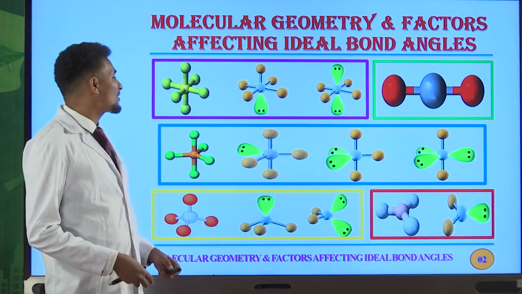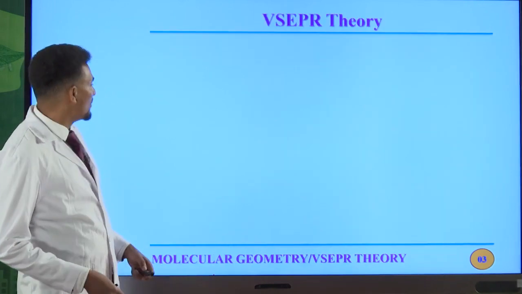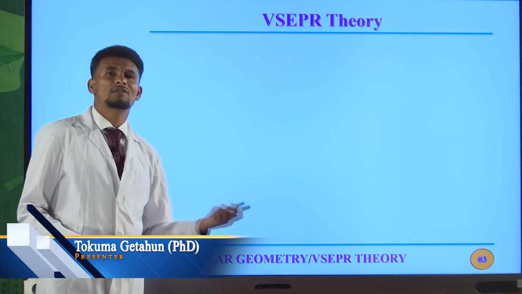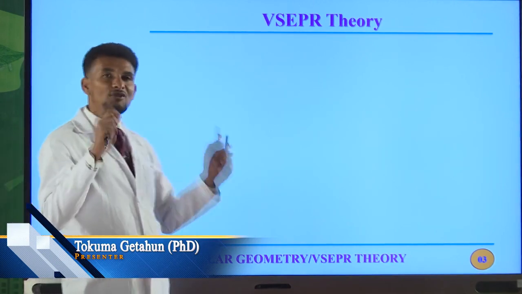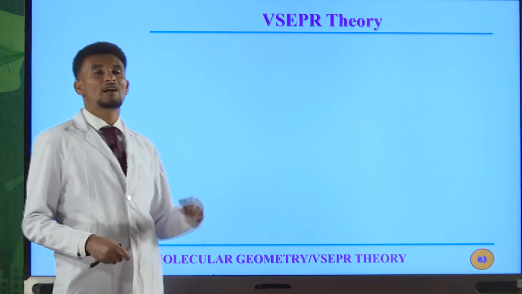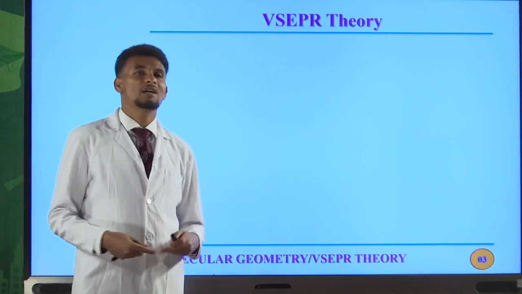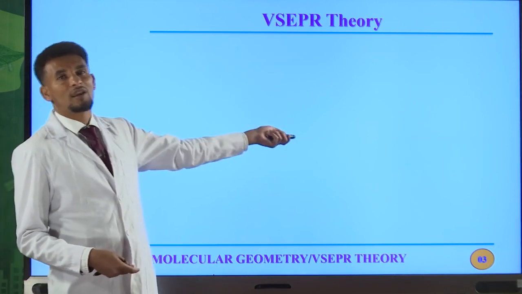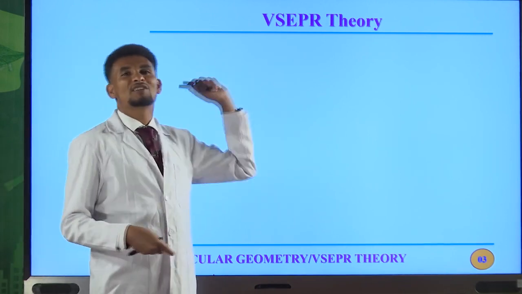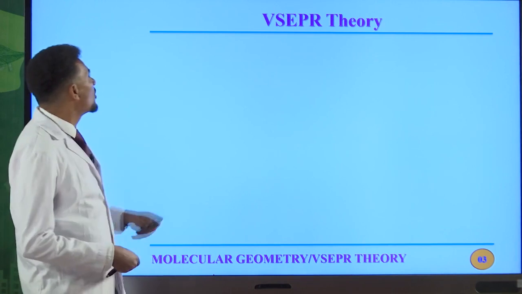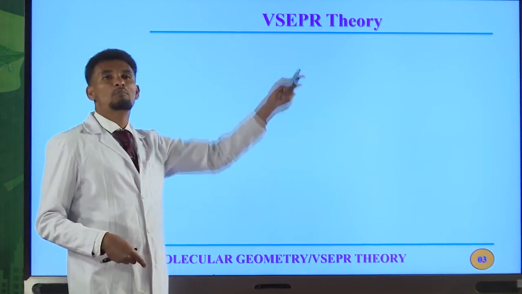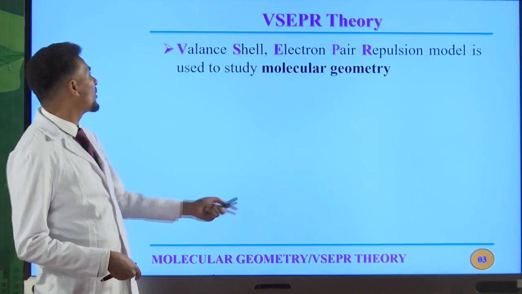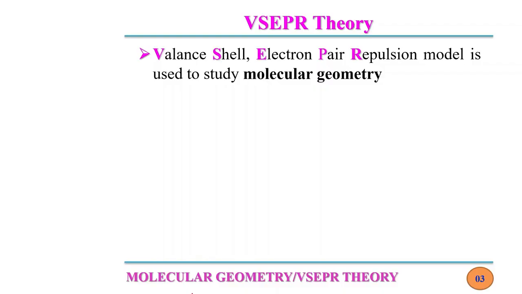Okay, so let us start our discussion with VSEPR theory. All the time, to predict the shapes of molecules, you must use the Lewis structure, that is the 2D Lewis structure, and also apply this theory. VSEPR is an abbreviation which stands for valence shell electron pair repulsion, and it is a theory used to study molecular geometry, the shapes of molecules.